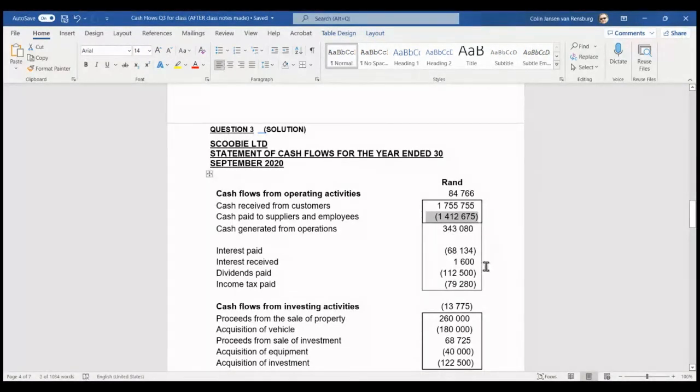I hope it does. And also clearly, ladies and gentlemen, this is truly an outflow of cash because it is described as cash paid to suppliers and employees. So you will show that as a negative.